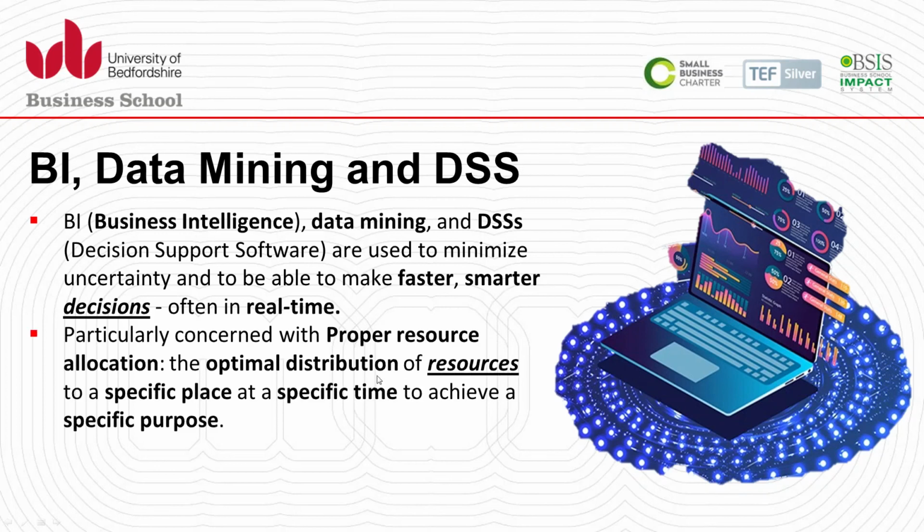systems. Particularly when we are concerned with proper resource allocation, the optimal distribution of resources is one of the key challenges in operations management to be more efficient. So the optimal distribution of resources to a specific or particular place at a particular time to achieve some specific objective or goal, that is the key purpose.